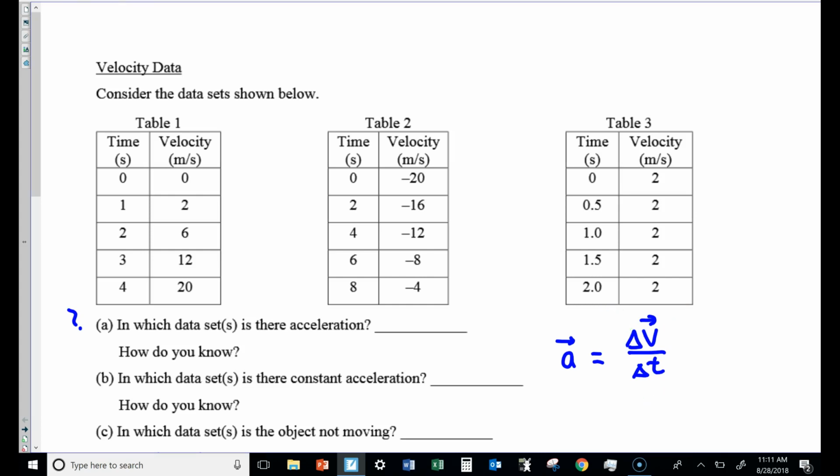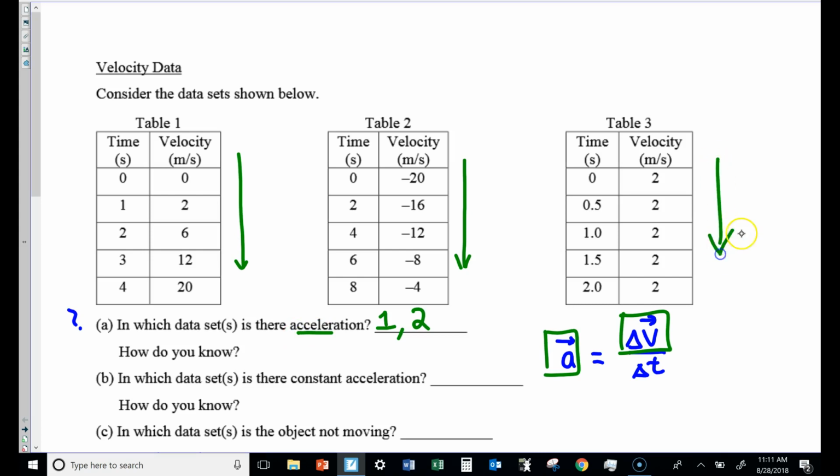Well, the only way you can accelerate is if your velocity changes. In table 1, is the velocity changing? Yes, so there's acceleration. In table 2, is the velocity changing? Yes, therefore we have acceleration. In table 3, is the velocity changing? No, it's always 2 meters per second. So that's how we know 1 and 2 have acceleration.